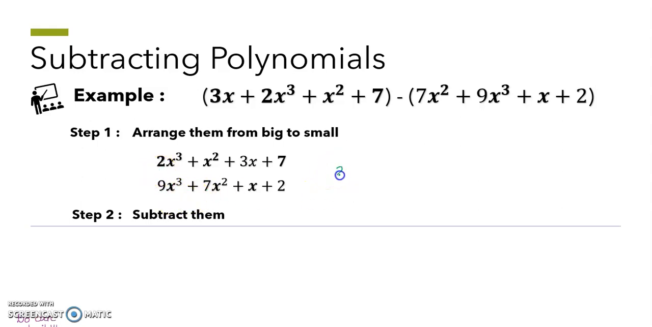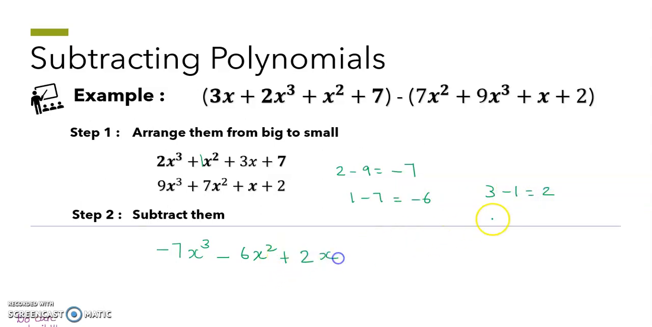So what is 2 minus 9? Minus 7. So minus 7x cubed. What is 1 minus 7? Minus 6. So minus 6x squared. What is 3 minus 1? 2, so plus 2x. What is 7 minus 2? 5, so plus 5. So you are just applying the subtraction. Always remember to bring them to standard form.